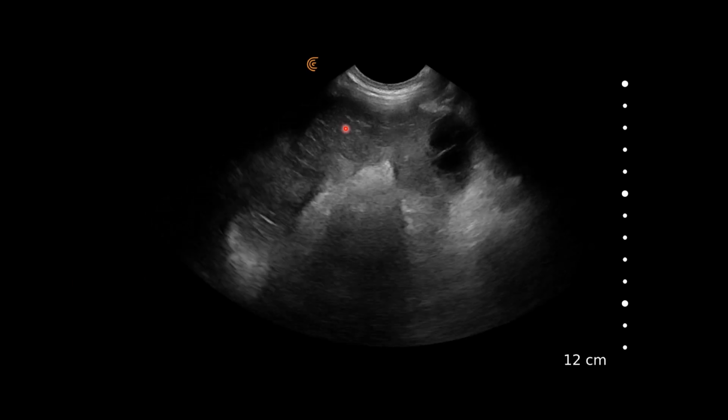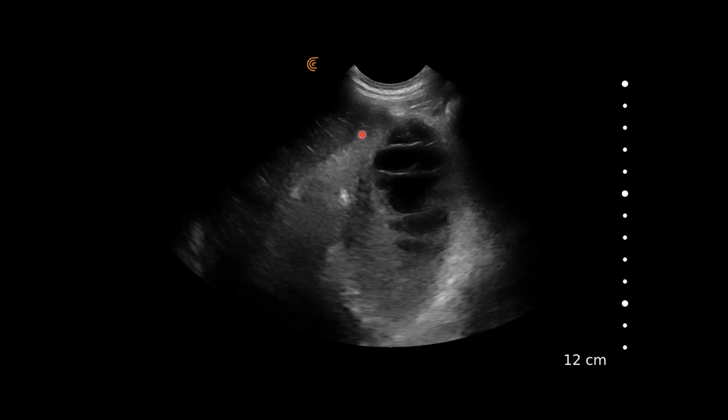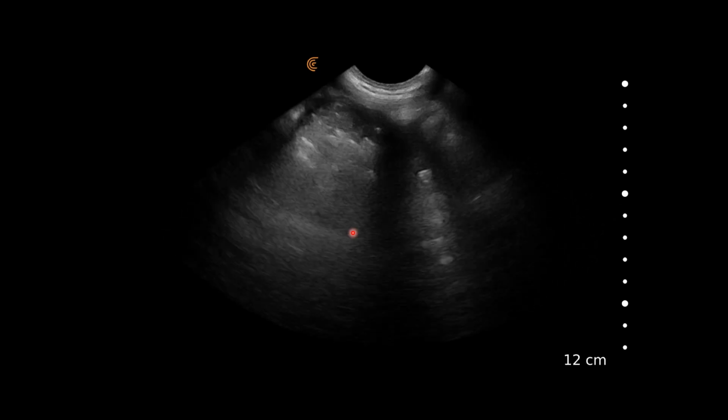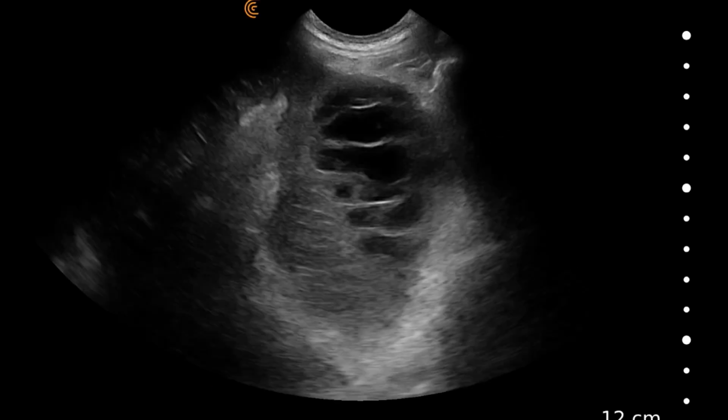Here we have the spleen looking quite heterogeneous, and then this large cavitary lesion. So this is the cavitary lesion image. So we have spleen here, and normally the spleen is quite homogeneous. We can also see some reactive tissue around the spleen, so this hyperechoic tissue surrounding the spleen, and then we have these large cavitary lesions within the splenic parenchyma.